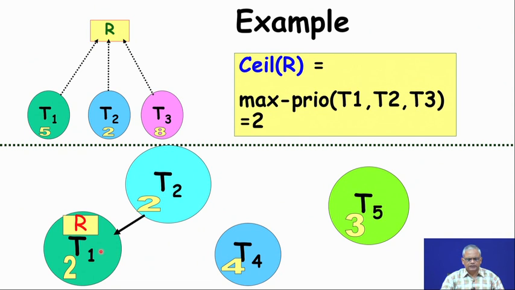That we call inheritance related inversion. T1, as soon as it acquires the resource, its priority increases to 2, and the other tasks which are ready, but higher priority than T1, cannot get the CPU and they undergo inversion. We call it inheritance related inversion.